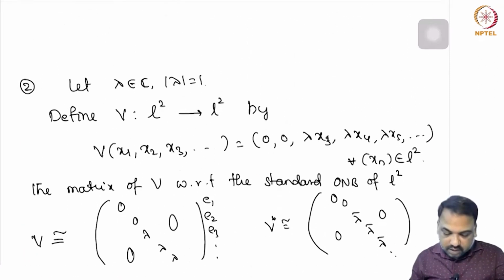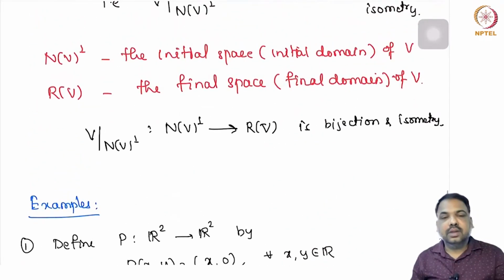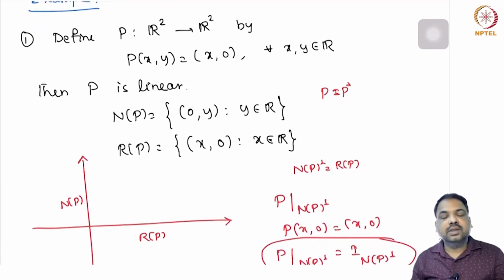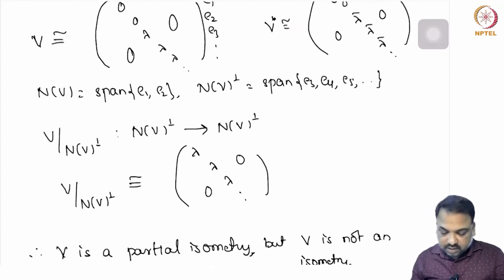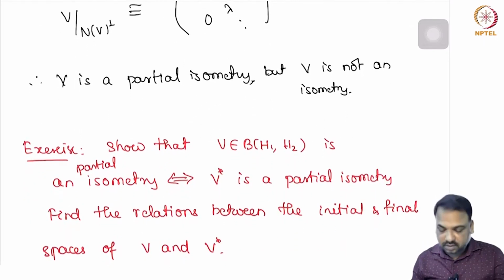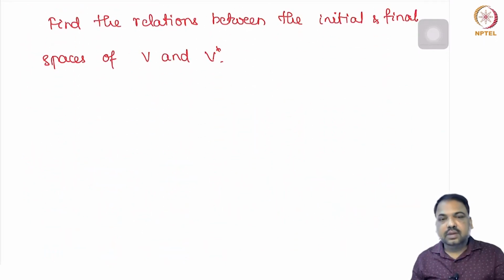So let me quickly recall, we have discussed isometries. Now using the properties of isometries, we have discussed unitary maps or unitary operators, and after that we discussed partial isometries. In the next class we will be discussing orthogonal projections, which are connected with partial isometries again.